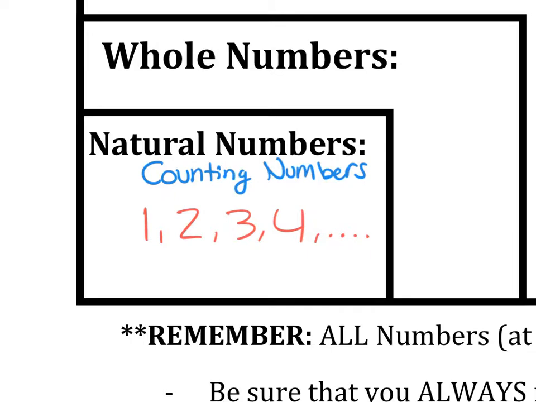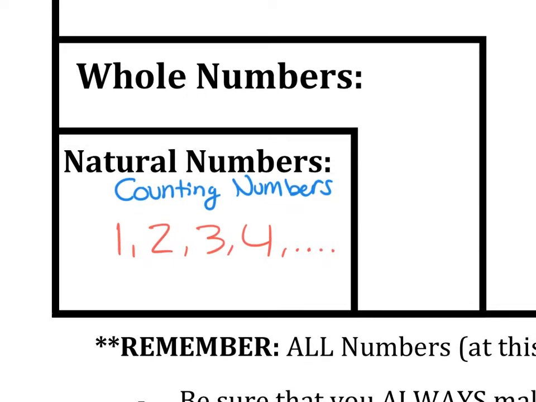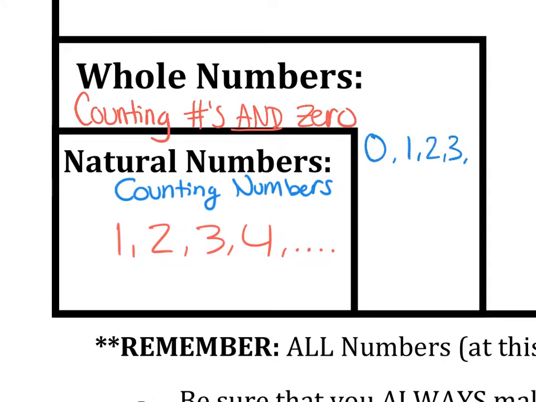Okay, and then moving up. So whole numbers is our next subset. This is very similar to the natural numbers, but now we can include 0. So it's all the natural numbers plus 0. So counting numbers and 0. So we can have now 0, 1, 2, 3, 4, etc. Okay, so the only difference between these two is that whole numbers includes 0, natural numbers does not.